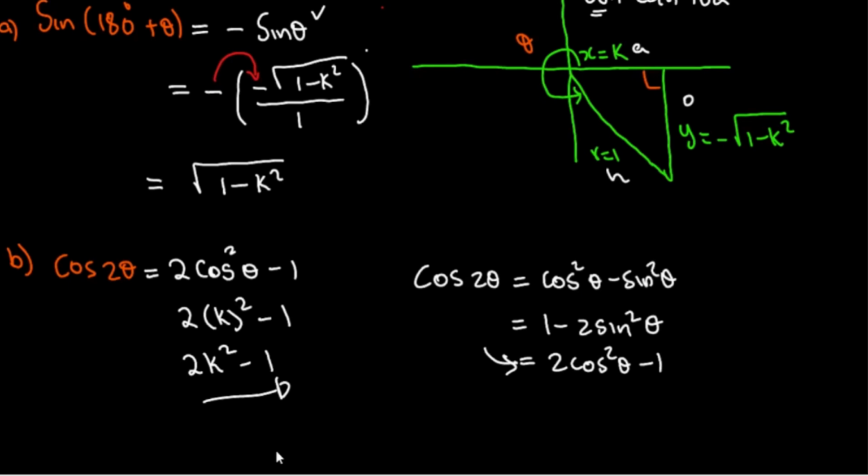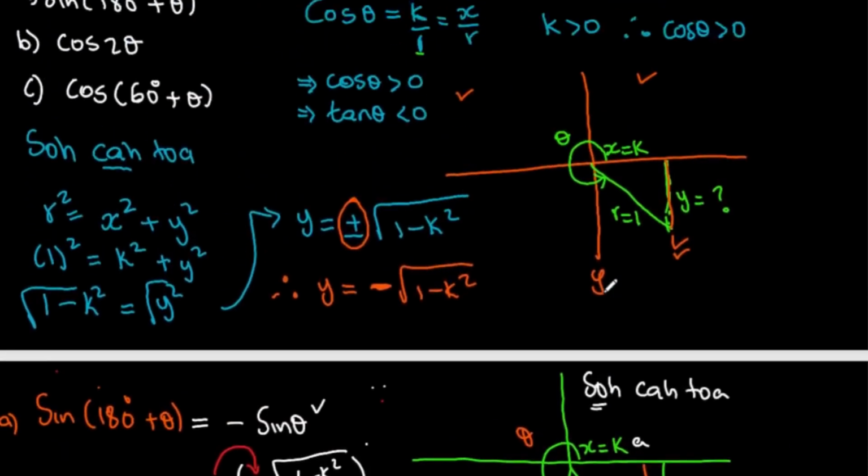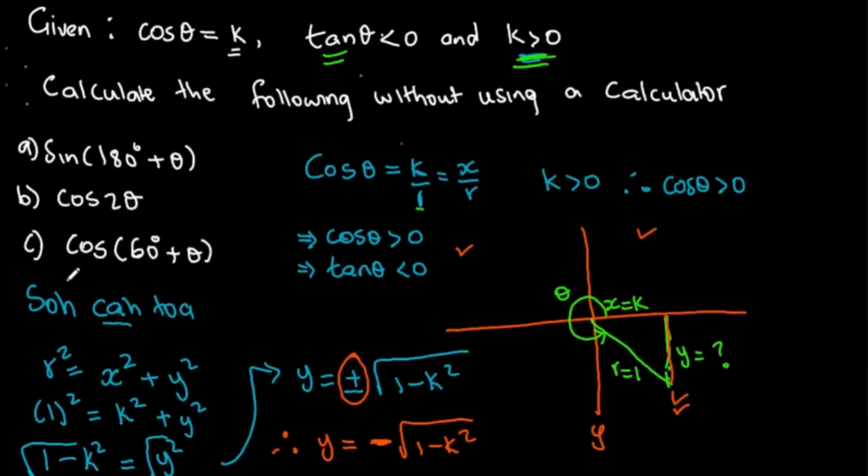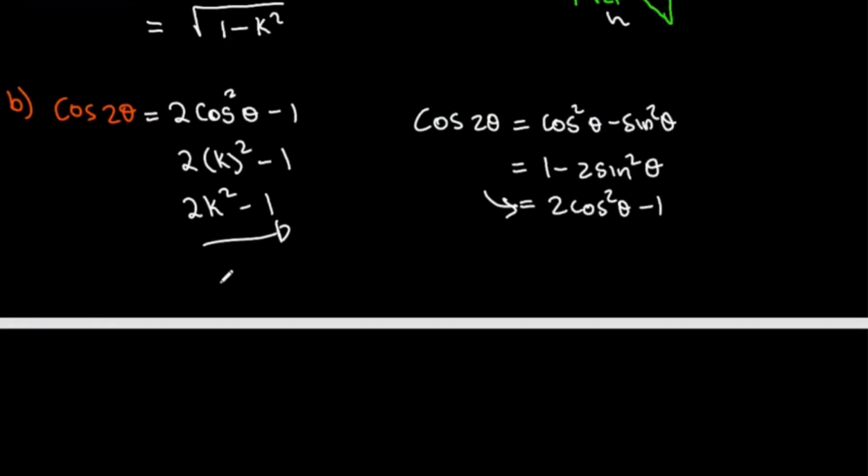2k squared minus 1 is your final answer. Then now we can attempt the next question. Let's look at what we have on the next one, which is the last one. They say we have the cos of 60 plus theta. Let's go and write that down.